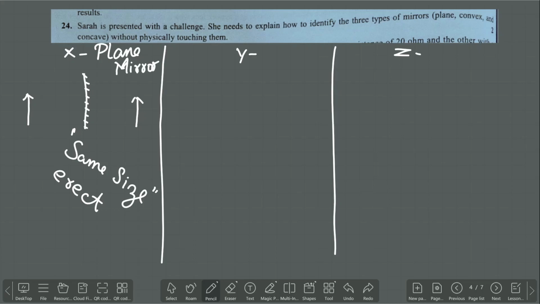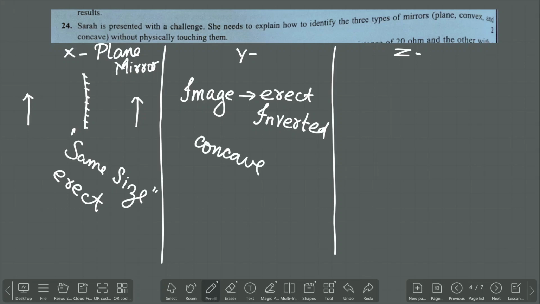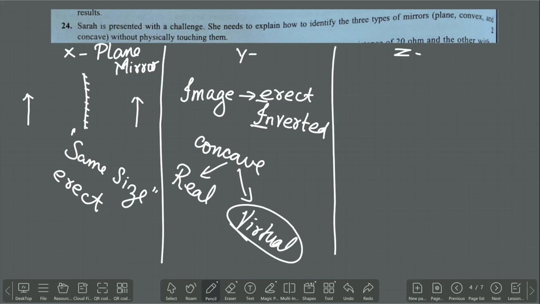Clear? So next we are standing in front of the second mirror, and if your image appears, sometimes it is erect and sometimes it is inverted based upon the position of where we are standing. This represents the nature of the mirror, it is called concave. The reason is concave can produce a real image. If it is real, the image will be inverted, and concave can also produce a virtual image. Suppose you are standing between the pole and focus, at that time your image will be erect. So that represents the nature of the image. What we are standing in front of here is called concave.